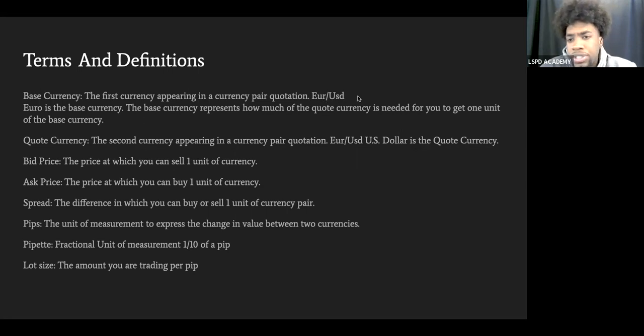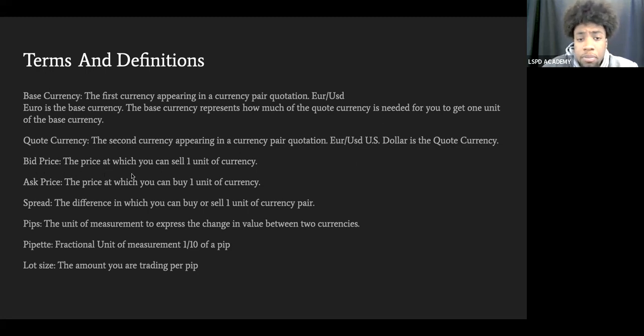So remember we said what this would equal, right? If it was Euro USD equals 1.1156, that is saying that the US dollar, the quote currency, needs to equal 1.1156 to get 1 unit, or 1 euro, right? So the quote currency is the second currency appearing in a currency pair quotation or exchange pair. So take Euro USD, the US dollar is the quote currency.